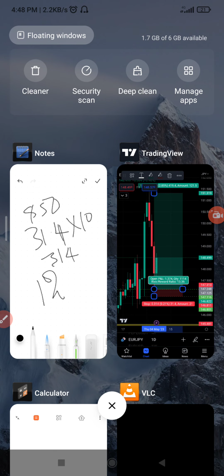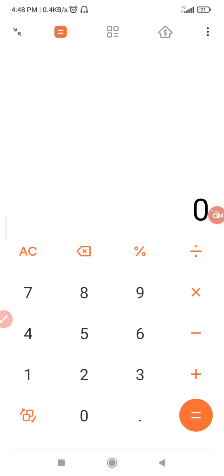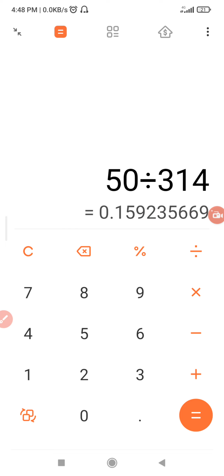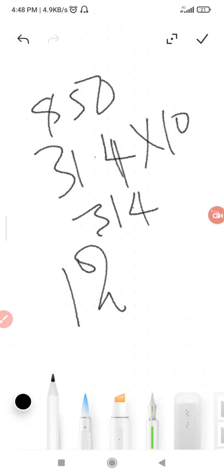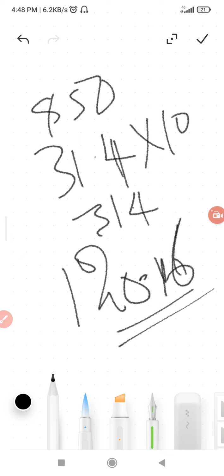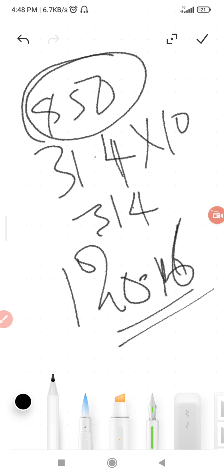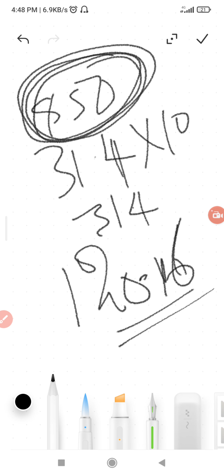So what we are going to do, we go to the calculator. So we say 50 divided by 314. So I'm going to be getting 0.159. So I can decide to put 0.16 as my lot size, right? So this will be the maximum lot size I'm going to use for this trade, so that if it hits my stop loss, I'm just going to lose $50. And this trade I'm aiming for 1 to 10. So if it hits my take profit, I'm going to get $500.